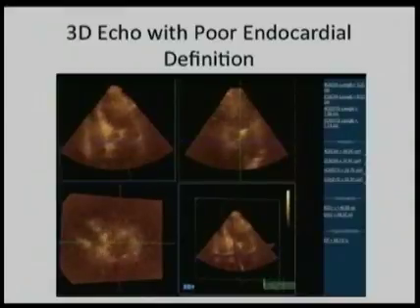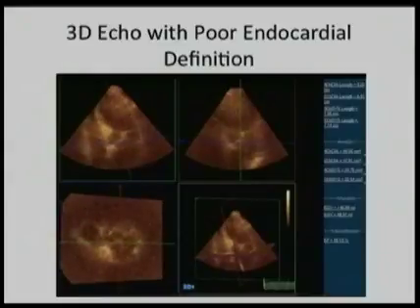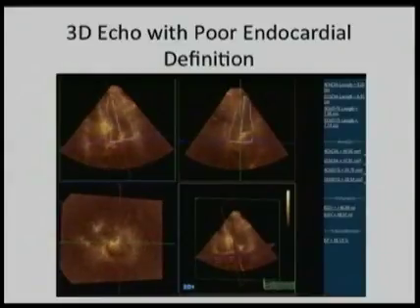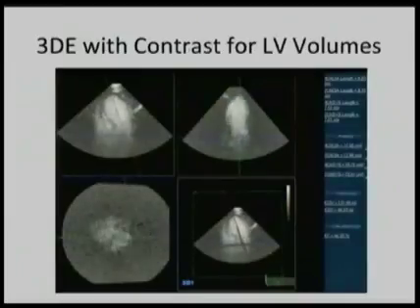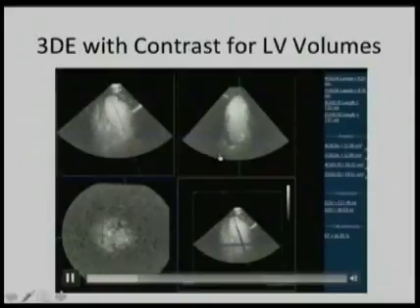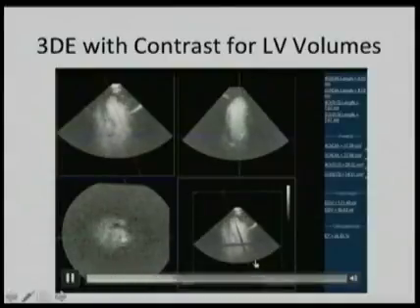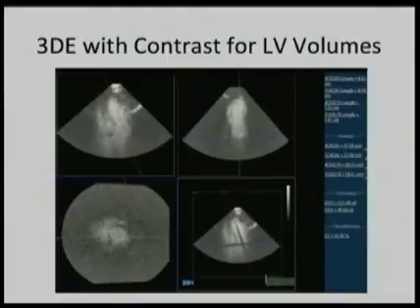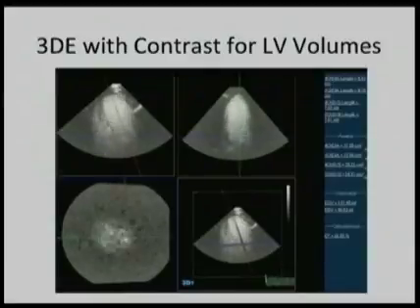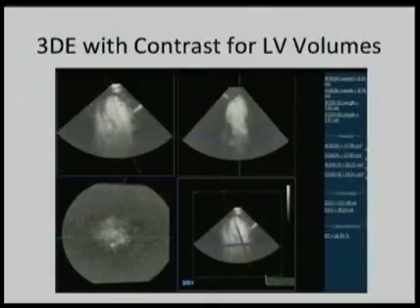Here's an example of an echo with poor endocardial definition. This is actually a 3D echo, but you can't clearly see the endocardial borders here. And so this is a patient where giving contrast can really help us. Same patient after contrast, now you can clearly see the endocardial borders, and you can actually trace this and get a measurement of ejection fraction and volumes that turns out to be accurate. And studies have shown that these 3D echoes with contrast have very close correlation with MRI for volumes and ejection fraction. So this is useful and something we do every day in our laboratory.